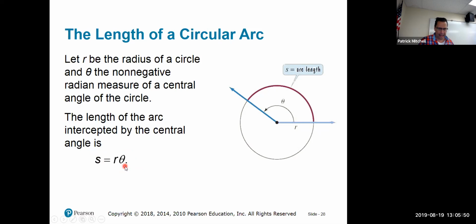Instead of theta equals s divided by r, I've multiplied both sides by r, and I've come up with s equals r times theta. So where I'm going to use this is when I know the radius of the circle and I know the radian measure of the angle, I can use that to get the length of the arc. So here's an example of that.